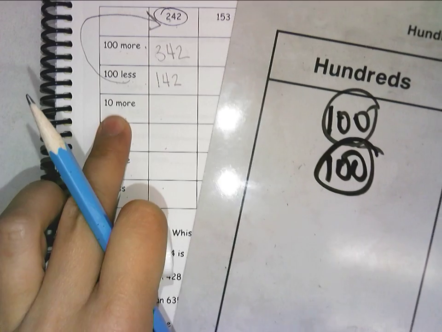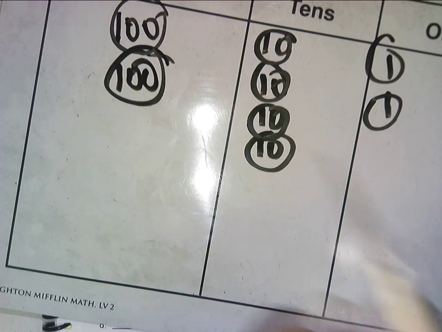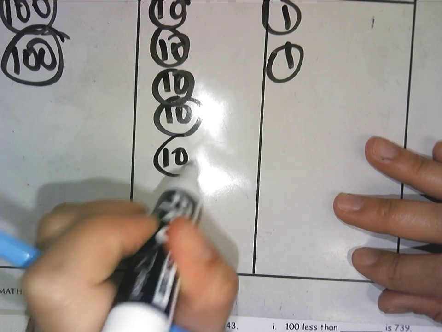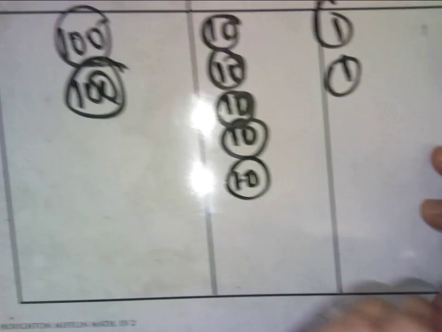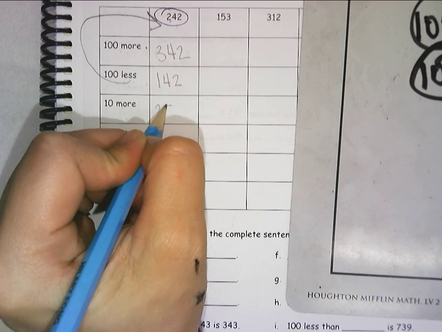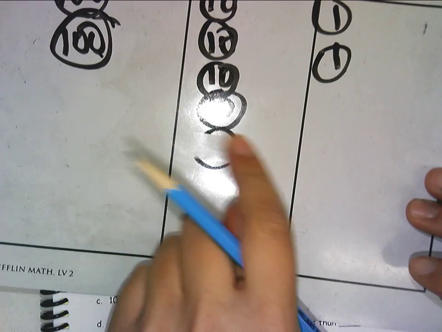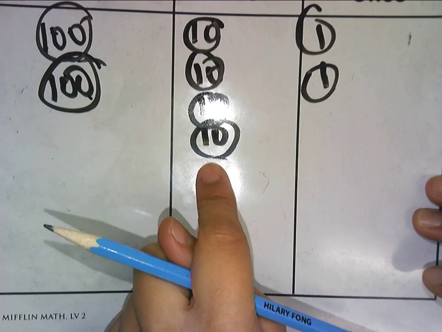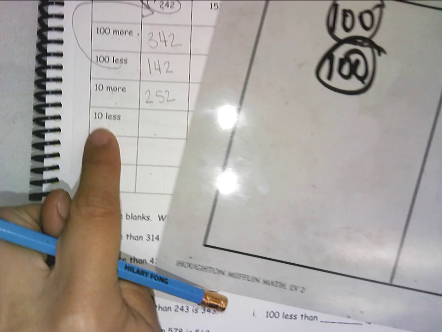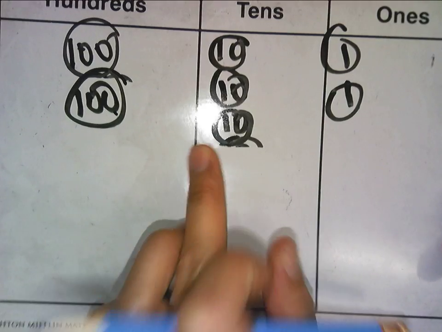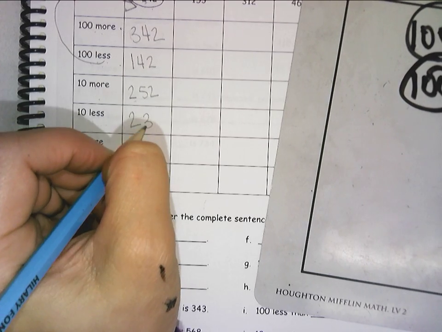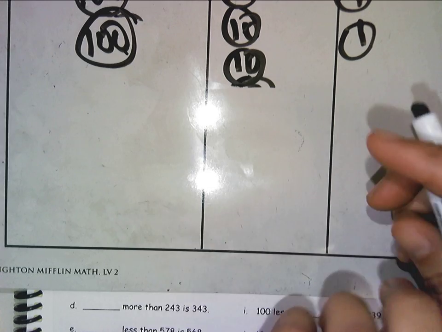Now I'm doing 10 more. So I need to add 1 more in the tens. 252. So I write here 252. I erase it, go back to 242. I'm doing 10 less now, so I take 1 away. That would be 232. Now I need to put that back.